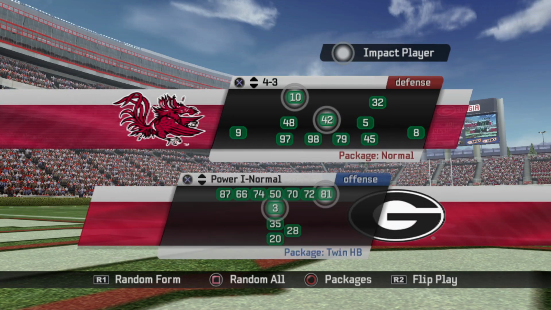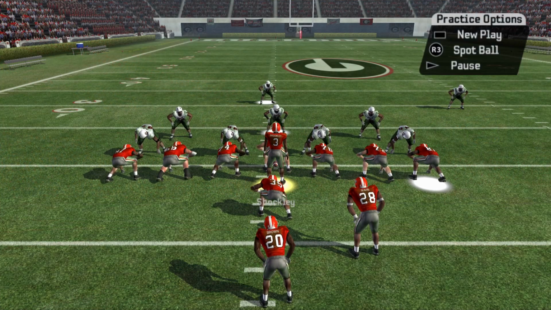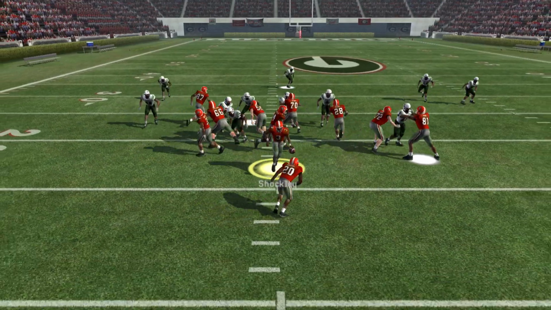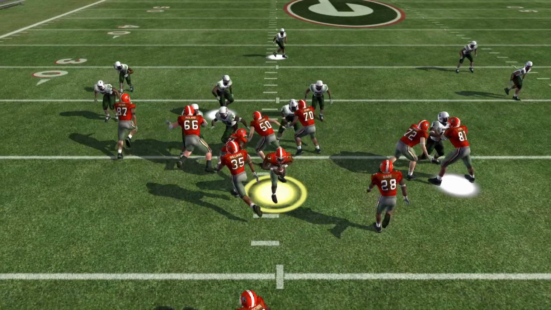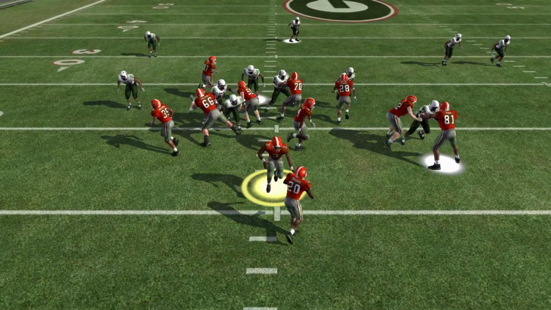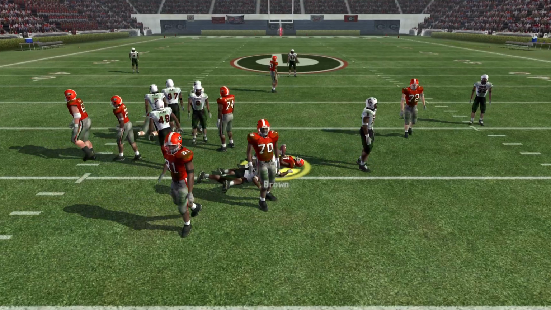We can try it against zone. Let's do a cover 3 this time. We've got no choice but to go right because we can't flip it. And somebody came through. Why did he come through? Because of that pulling guard. Nobody picked him up once he got pulled.